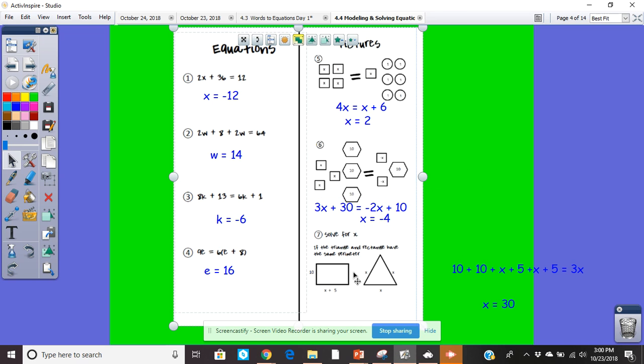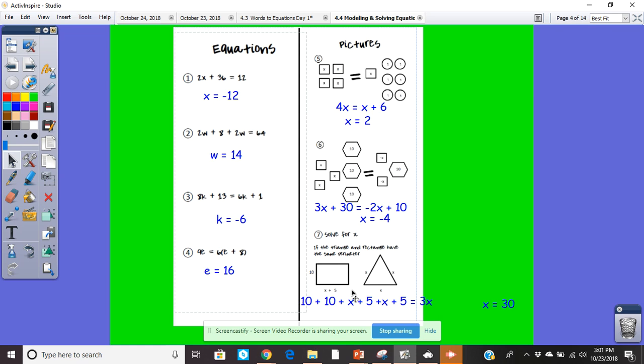And then finally, this last one down here says if the triangle and the rectangle have the same perimeter, solve for x. So you've got to know the equations for perimeter of a triangle and a rectangle. So for a rectangle, you can do side plus side plus side plus side. So I've got 2 that are the same size, so I'd have 2 tens, and then I would have x plus 5 twice. So there I would have 10 plus 10 plus x plus 5 plus x plus 5.